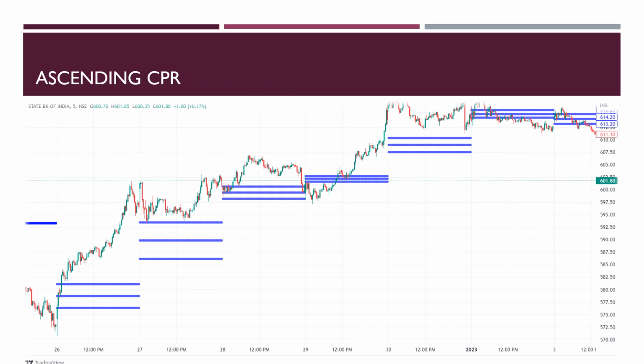Next, we can learn how to identify the trend using CPR. This is ascending CPR. Here each day the level of CPR is increasing. It means the trend of the market is bullish. So for a trader, when seeing ascending CPR, he can look for long entries.